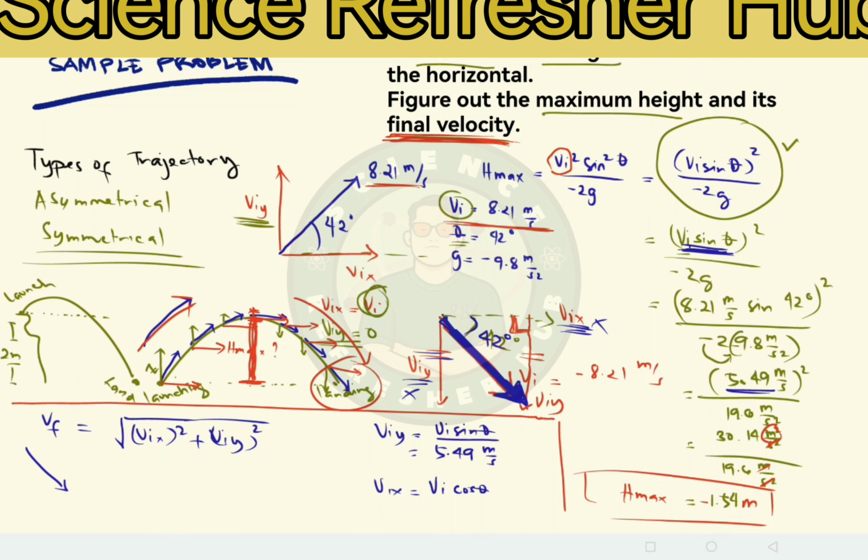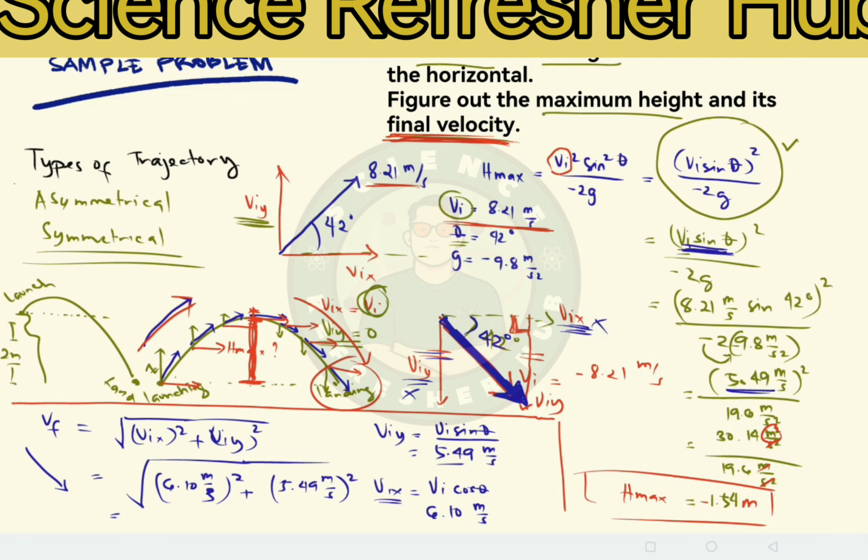What about the cosine of 8.21 times cosine 42 as the angle? So our answer will be 6.10 meter per second. So we will plug into our equation here. So VIX, it's 6.10 meter per second. And then don't forget to square it out plus the value of y. Value of y, it's 5.49 meter per second, then squared.